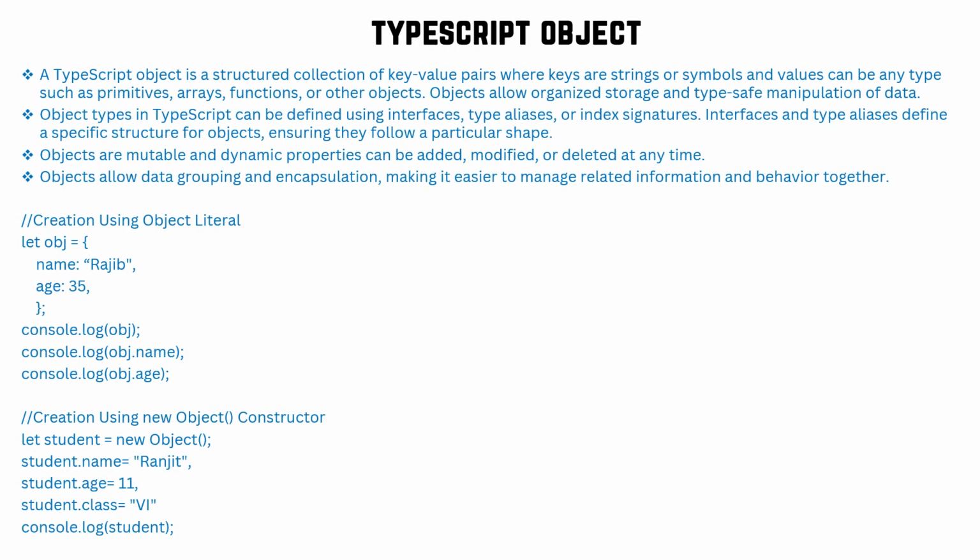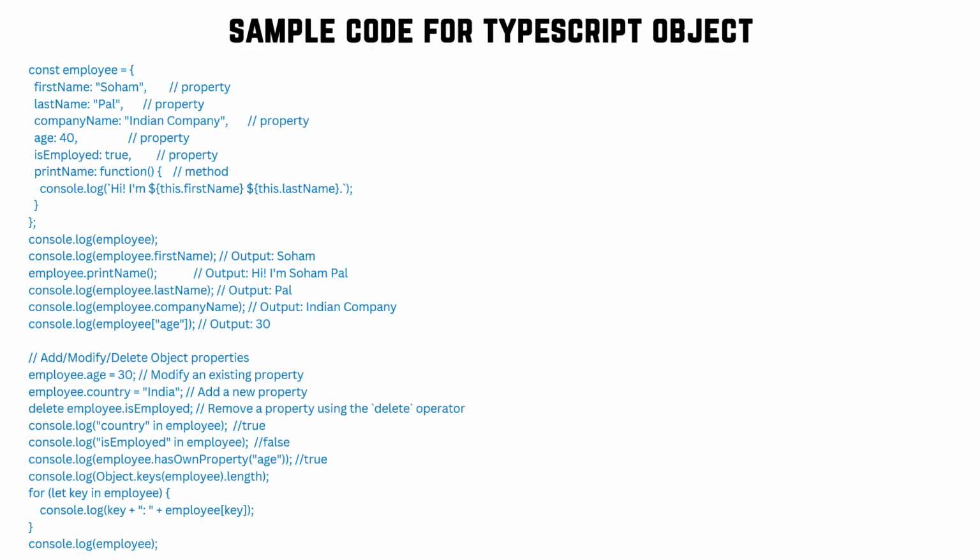A TypeScript object is a structured collection of key value pair combinations where keys are strings or symbols and the values can be any type such as primitive types, functions or any other types. Objects allow organized storage and type safe manipulation of data. Objects are mutable and dynamic, and properties can be added, modified or deleted at any point of time. Objects allow data grouping and encapsulation, making it easier to manage related information and behavior together.